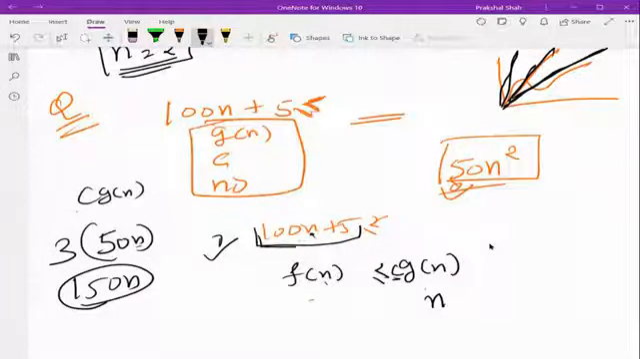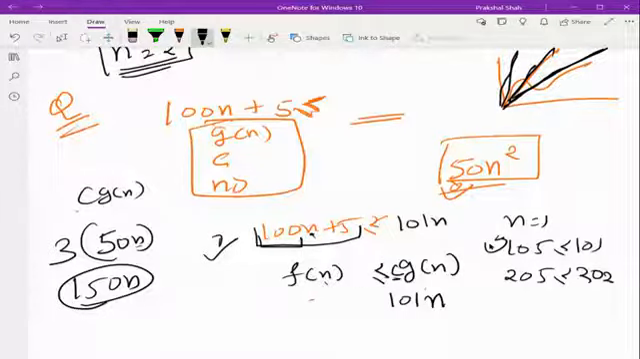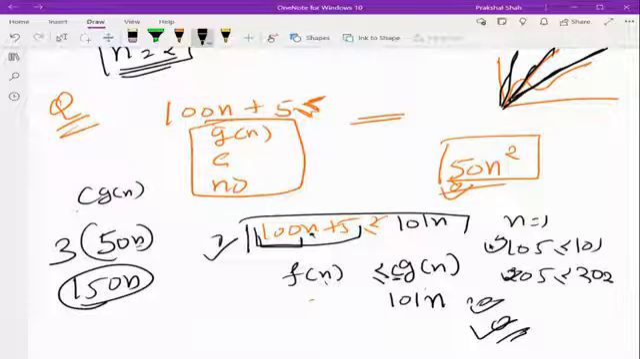Right now it's having 100, so let's try with 101n. Now let's check with n equals 1: 105 less than or equal to 101 is true. For n equals 2: 205 less than or equal to 202. It's also true. For n equals 3 also it will be true, for 4 also it will be true. So this will be my final solution.